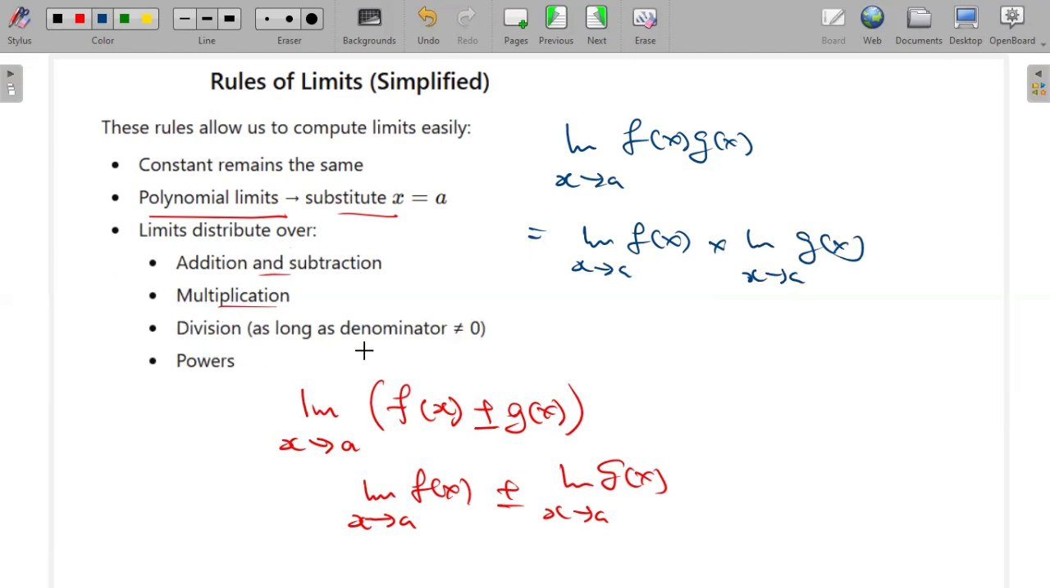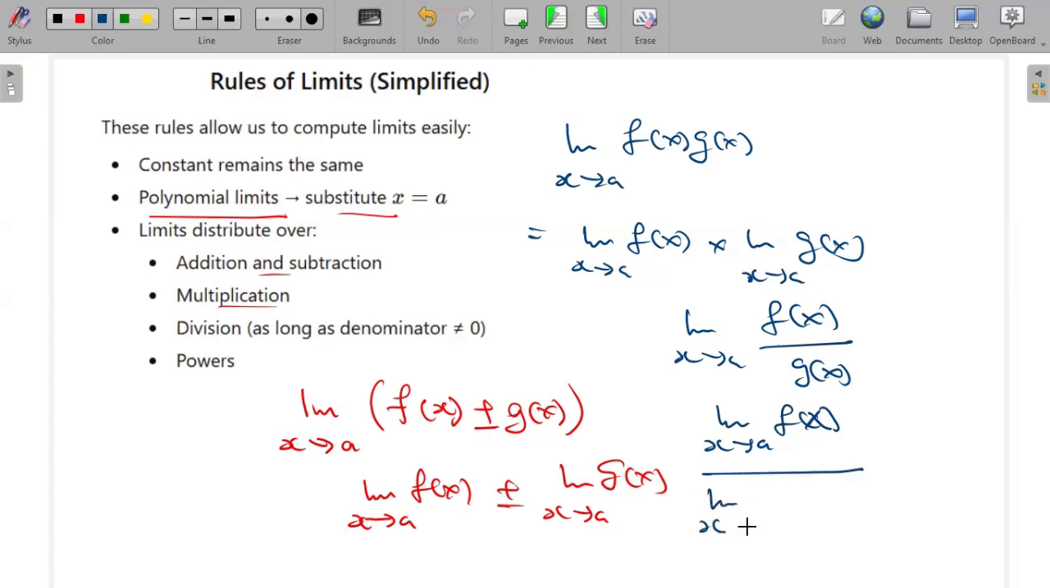Then also, when it comes to division, if you have the limit as x approaches a of f of x divided by g of x, you can take the limit of f of x as we approach a, divided by the limit of g of x as we approach a, as long as g of x is not going to give you 0 when you take the limit. So there should not be a 0 in the denominator, because we know that's going to be undefined.